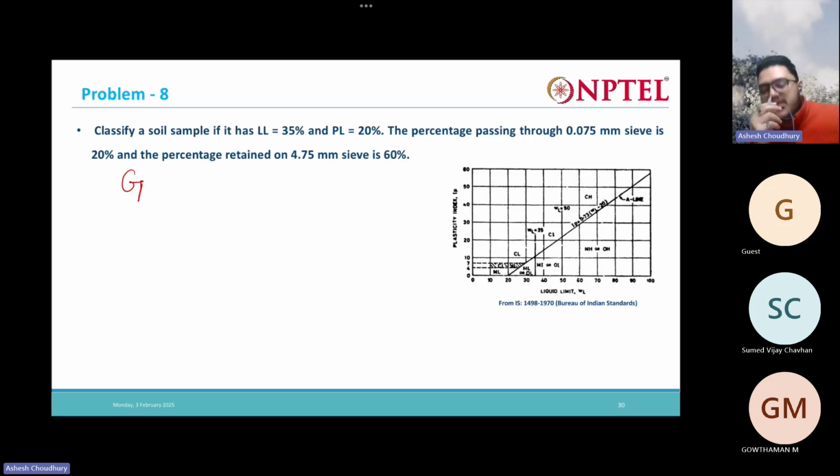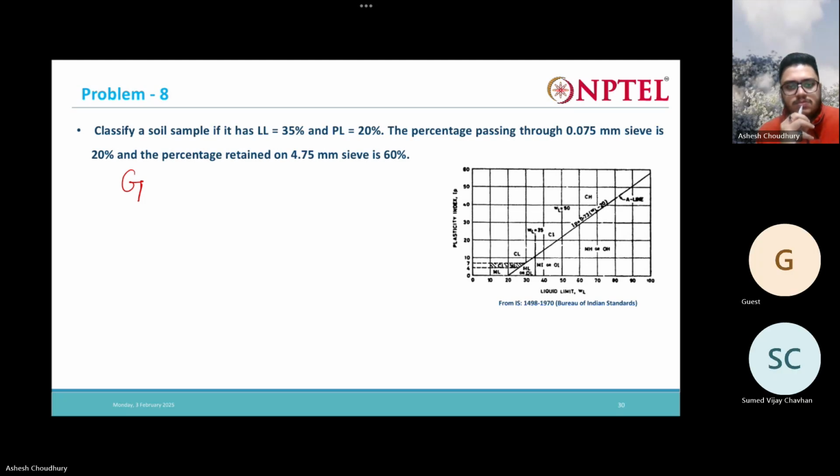Now you need to decide the suffix. How will you decide the suffix? What are the possible suffixes that you can have? Tell me first this one. Prefix, it is gravel, right? This is gravel. How do you decide the suffix now?